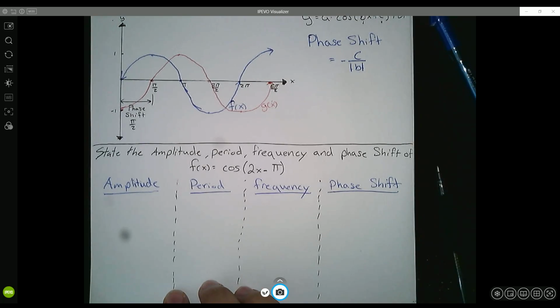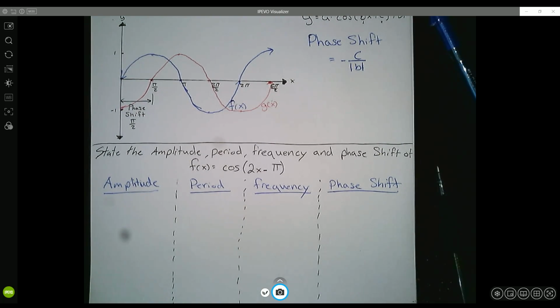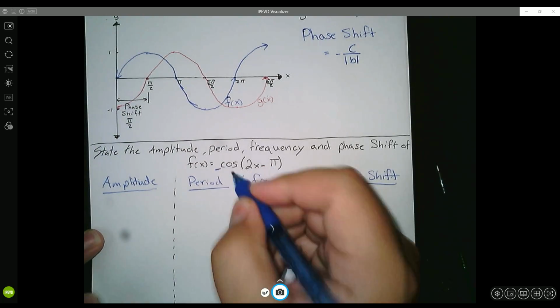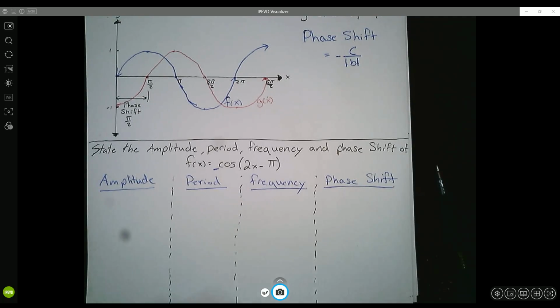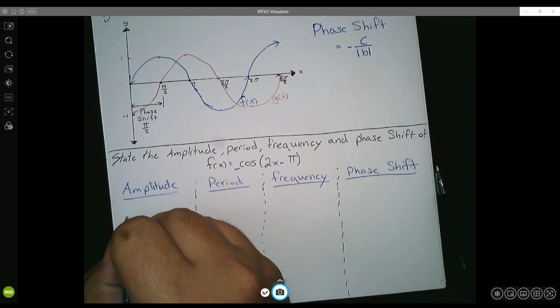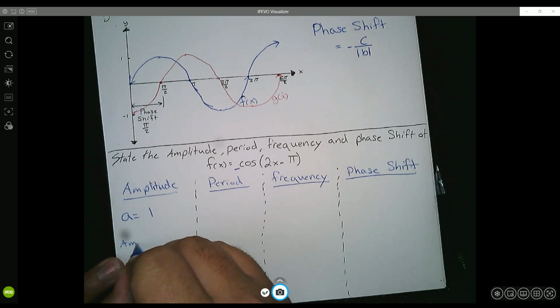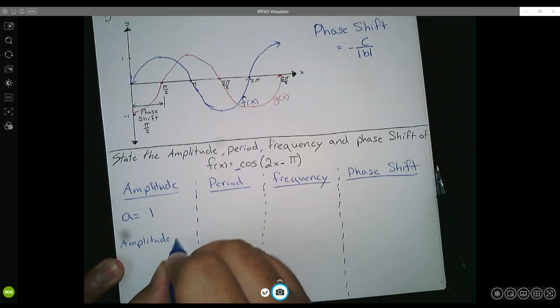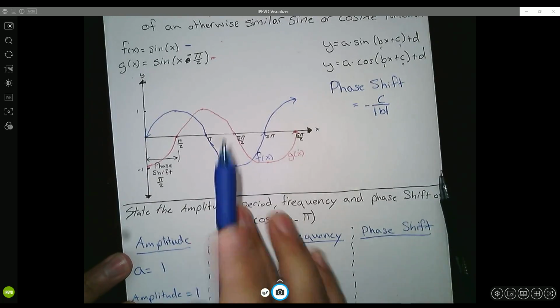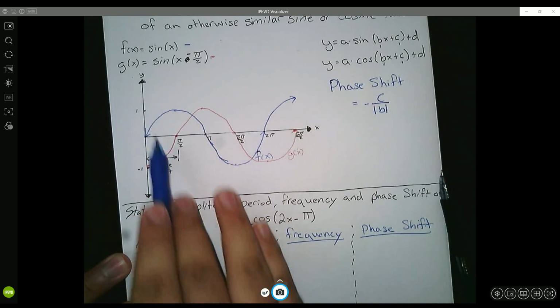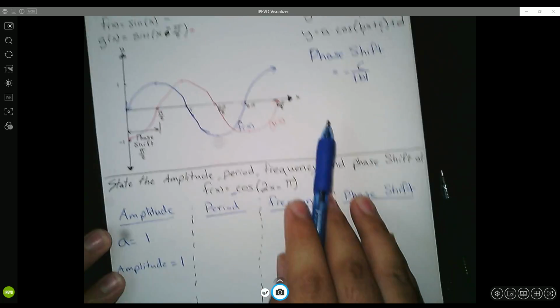So let's do a problem to see what that looks like. Down here we have: state the amplitude, the period, the frequency, and the phase shift of f of x equals cosine 2x minus pi. For the first one, amplitude, that's the easiest. Remember, amplitude is always whatever's in front of the cosine, whatever you multiply to it. Since there's nothing there, the a value is simply equal to 1. So we'll say amplitude is equal to 1. That essentially means that our maxes and our mins will always be this one value right here.